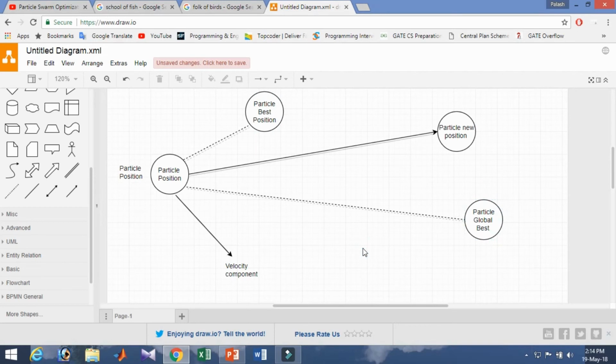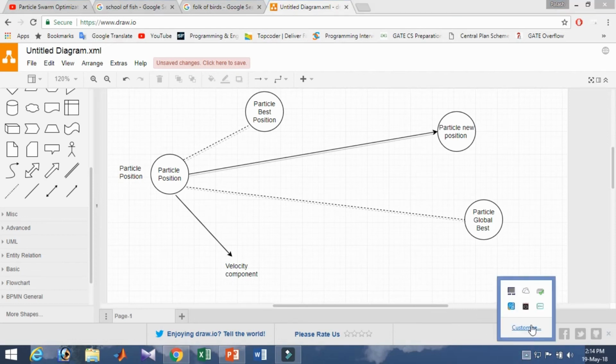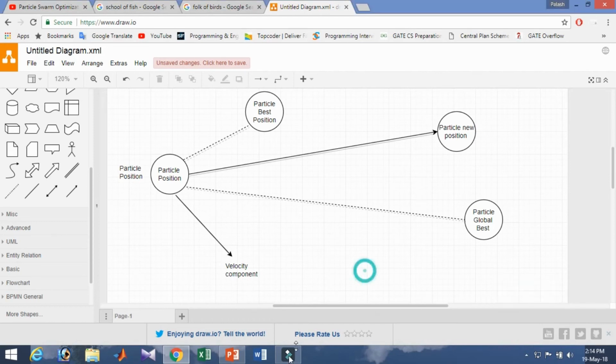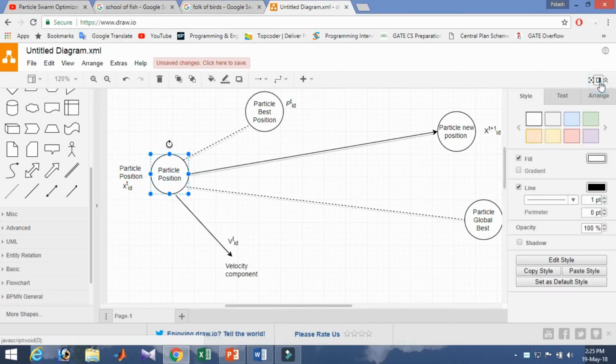Now let me take some basic values of the parameters. After making these things, I will come back here very soon. Now the description here says that the particle position is the previous position. Okay, so the particle position is this one.